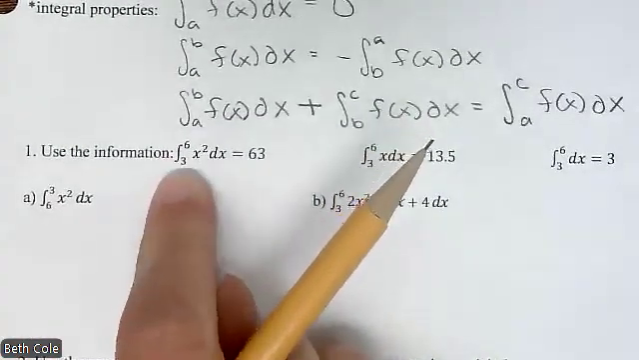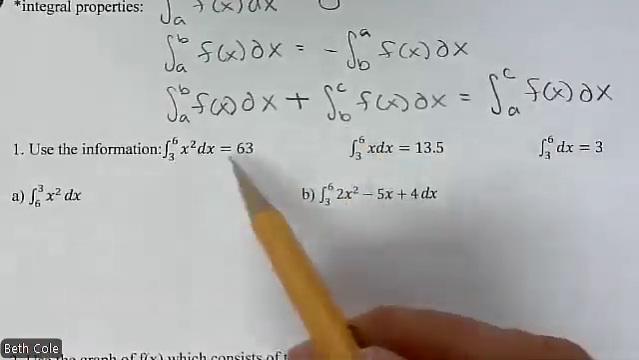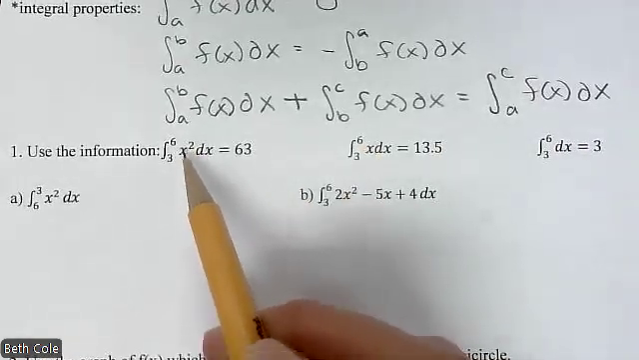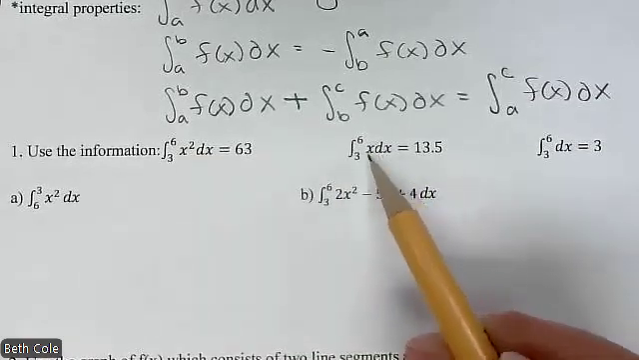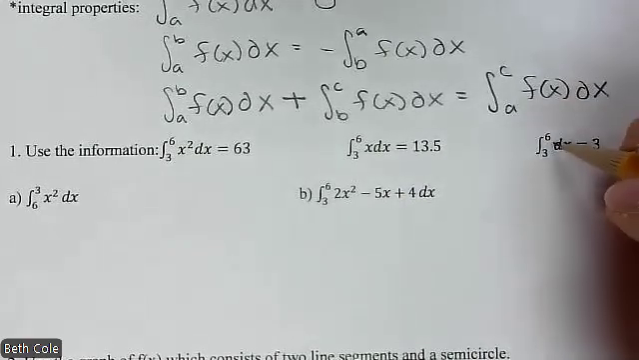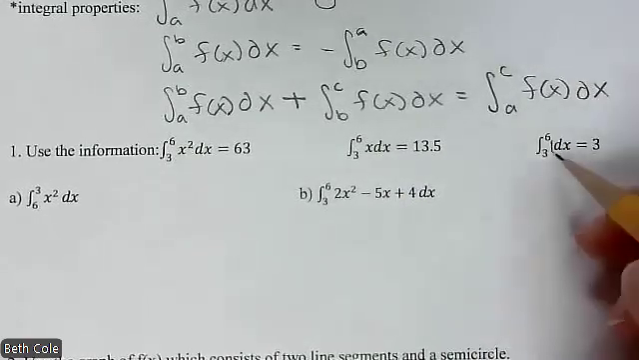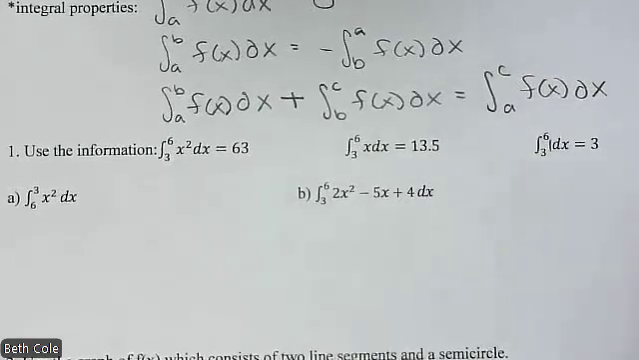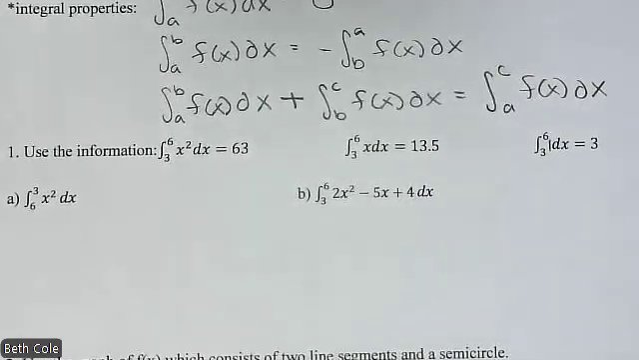And we're given this information. All of these boundaries are from 3 to 6. For your x squared, you get 63. For just x, you get 13.5. Do you see how this one looks like there's kind of nothing there? It's really a 1, if you want to think of a 1 being inside of that. That gives you 3. Again, those represent areas.